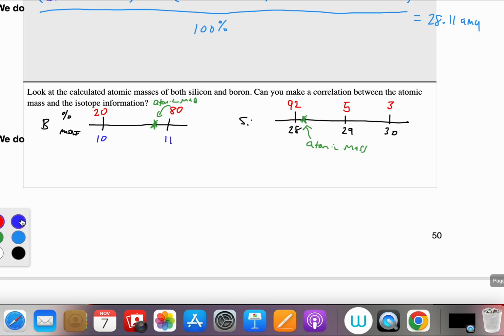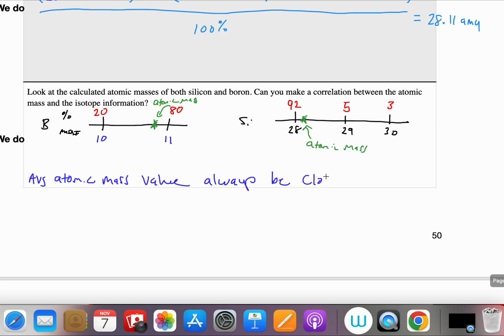So write yourself a note that the average atomic mass value will always be closest to the isotope with the greatest percent abundance.